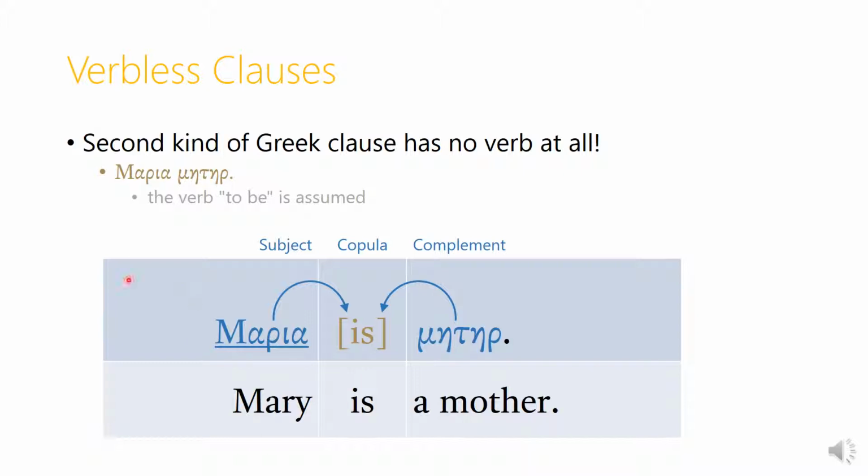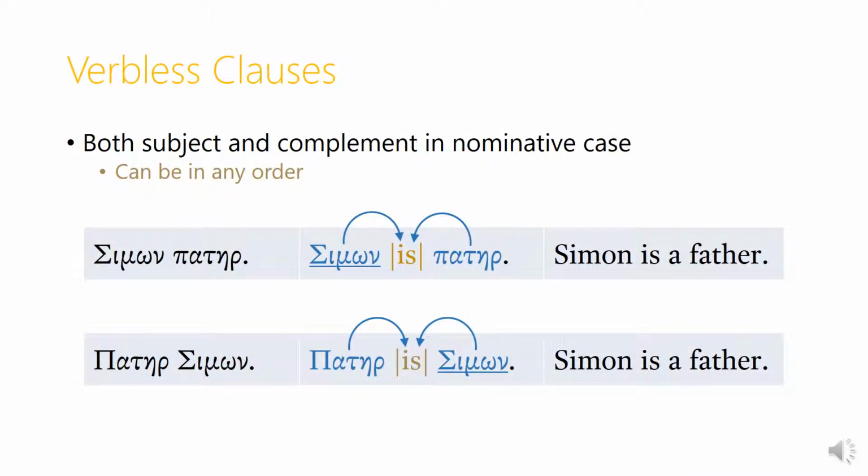So this verbless clause, Maria Mater, means Mary or Maria is a mother. And Maria as the subject is one modifier of the implicit copula, the implicit verb to be, and Mater is the complement that's telling us, all right, Maria exists, but how does she exist? Well, she exists as a mother. Both subject and complement, again, are in the nominative case, and they can come in any order.